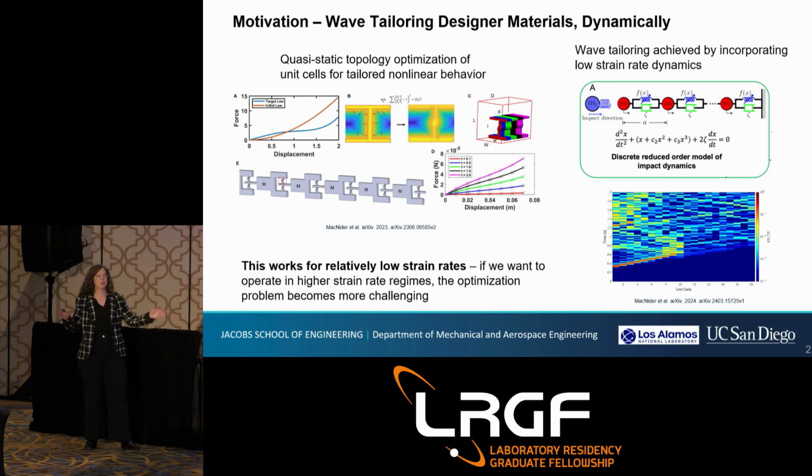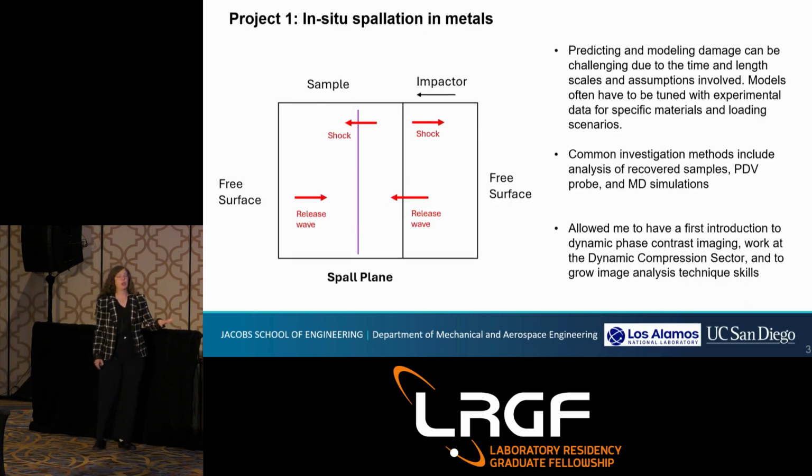And that's a huge problem, so it's not quite all wrapped up with a nice bow in one project, but at least it gives us insight into the types of things we need to consider in the path forward to inform this work as it goes forward. So I'm going to talk about 2 distinct projects that I did at my 2 different residencies. This first one is in situ spallation of metals.